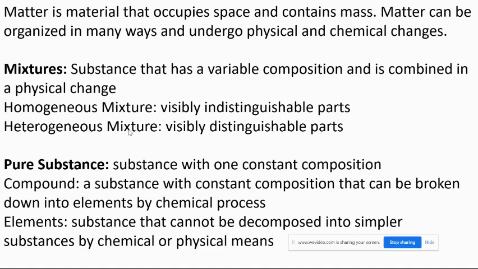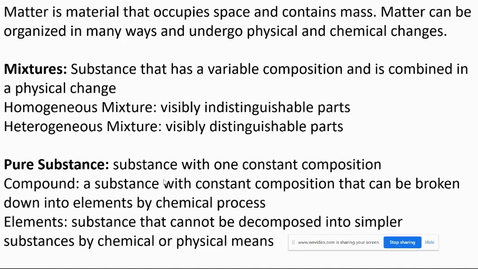We have two categories within there, which are homogeneous mixtures, with visibly indistinguishable parts, and heterogeneous, where the parts tend to be distinguishable. Now, where that gets a little shady is when you get into colloids. Fog looks like fog throughout. Jello looks like jello throughout. But most people consider that a heterogeneous mixture.